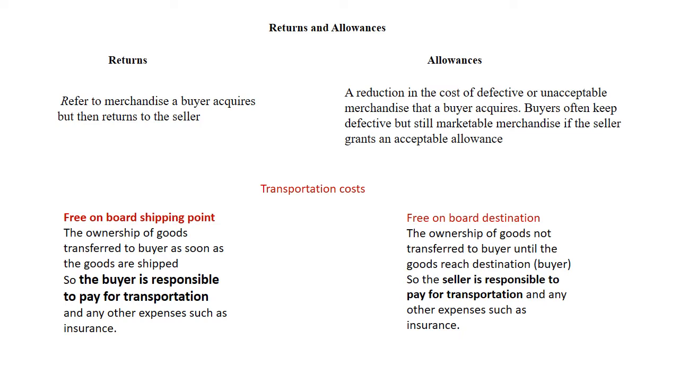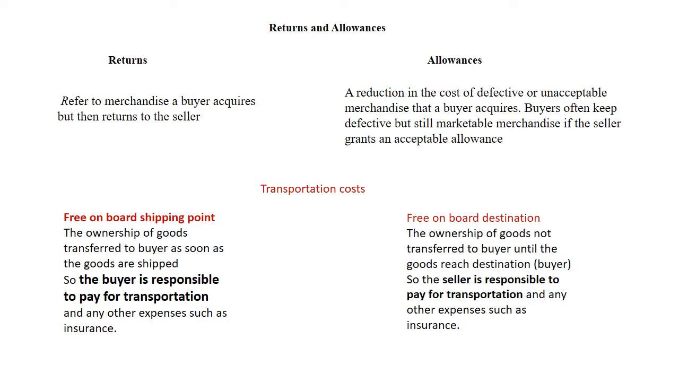So for these defective units, goods that you decided to keep, and the seller is going to give you a reduction in the cost, we call it allowance. Both returns and allowances would reduce the value of your purchases, reduce the cost of the purchased goods. So we call it return and allowances. Return and allowances stands for the value of the goods returned back by the buyer to the seller.